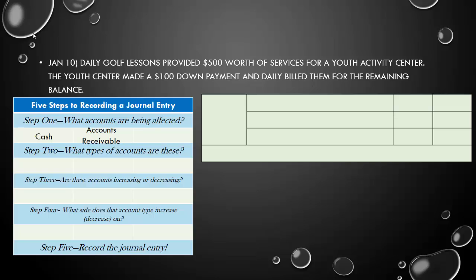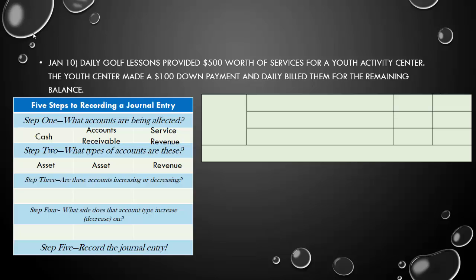And what did we do to earn that down payment? What did we do to be able to bill them for the remaining balance? We provided a service. So service revenue is going to be our third account. Cash and accounts receivable are both assets, while service revenue is a revenue account.